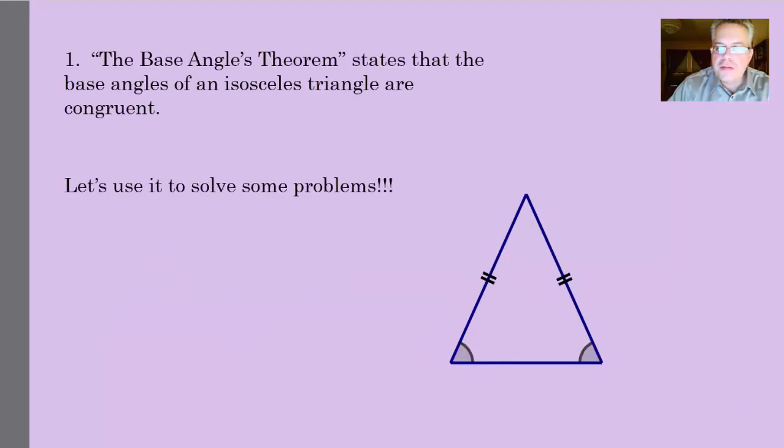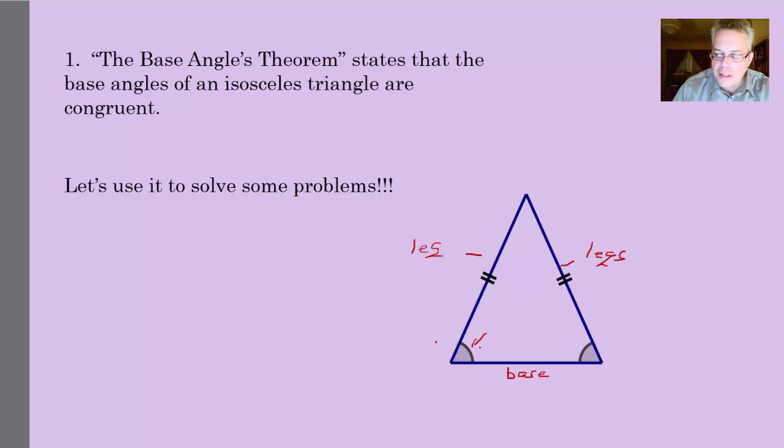As you know, a triangle is isosceles if it has two congruent sides. And the base angles theorem states that if a triangle has two congruent sides, then the base angles are congruent. The congruent sides of the triangle are called the legs. That's a leg, this is a leg. The other side is called the base. And these two angles opposite the two congruent legs are called the base angles.